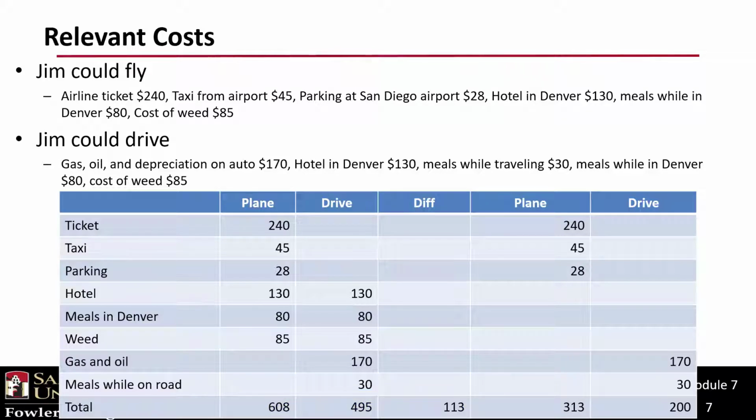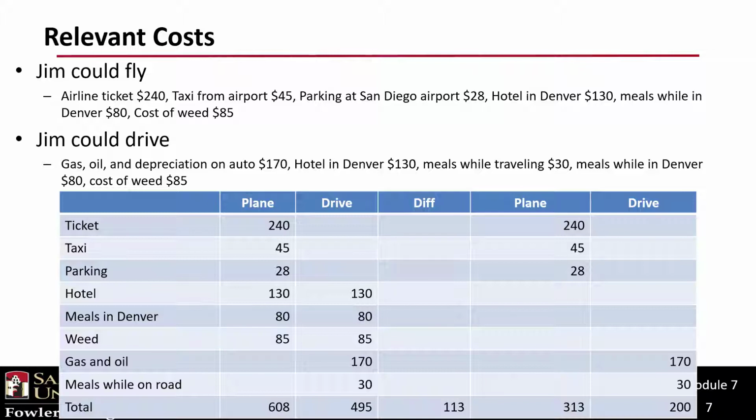So the far right is a relevant cost comparison. And you can see that all we've done is isolate the costs that are relevant to these two alternatives. So those are the ones that are future costs that differ. And you can see the plane is only the different costs and the driving is only the different costs.